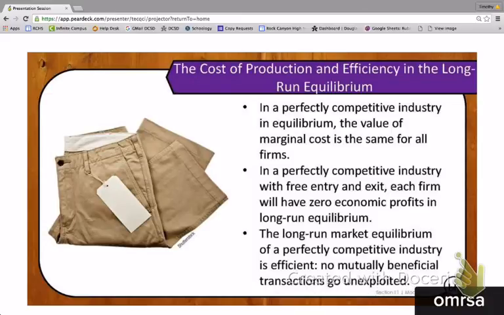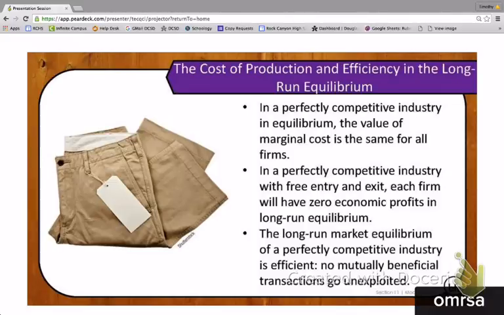So recall we are going to use perfect competition as a benchmark for looking at all other market structures. We will measure other market structures against the long-run outcome on these three criteria that are true for firms and the perfectly competitive industry. Number one, in a perfectly competitive industry, marginal cost is the same for all producers because price is the same for all producers. Secondly, economic profit is equal to zero for all producers. All firms earn a normal profit in the long run.